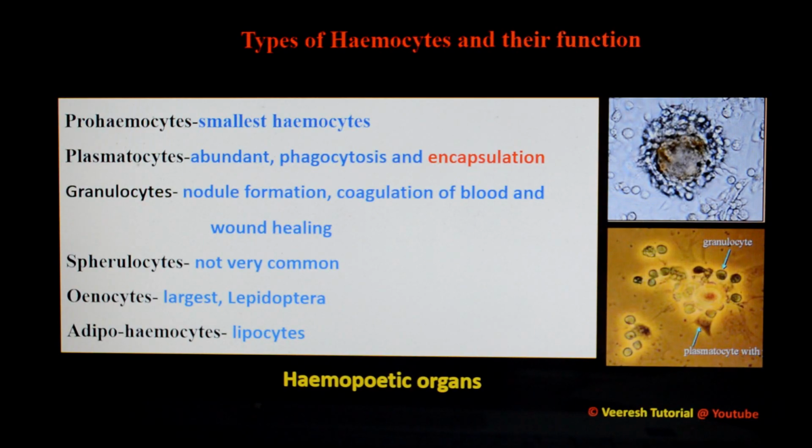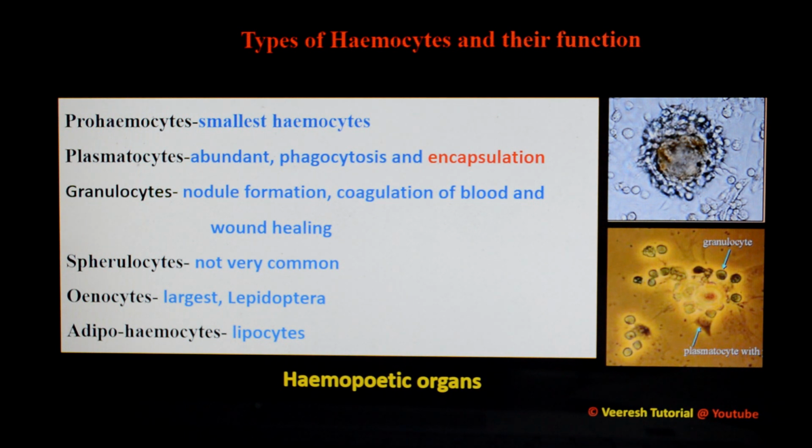Next is the types of haemocytes and their functions. These are the haemocytes present in insect haemolymph. First one is the prohaemocyte. These are the smallest haemocytes, accounting for less than 5% of the total haemocytes. Second is plasmatocytes. These are the most abundant haemocytes, comprising more than 30% of the total haemocytes, and are involved in phagocytosis and encapsulation. Phagocytosis means a small number of bacteria, fungal spores or protozoans are engulfed by these plasmatocytes.